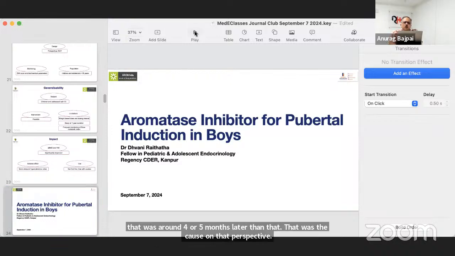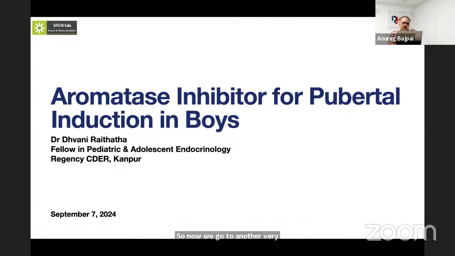So now we go to another very interesting topic. We have been treating tons of constitutional delay of puberty and growth with lots of testosterone injections. That's the standard treatment. Now, this seems to be a counterintuitive therapy: using aromatase inhibitors for pubertal induction. We know that aromatase inhibitors have been used to increase height and increase the duration of growth. But of course, when you use aromatase inhibitors, your testosterone may go up and your feedback inhibition of LH-FSH may go down. So whether they can be a good way to induce puberty in boys, we have Dr. Dhani who will talk about this interesting concept.